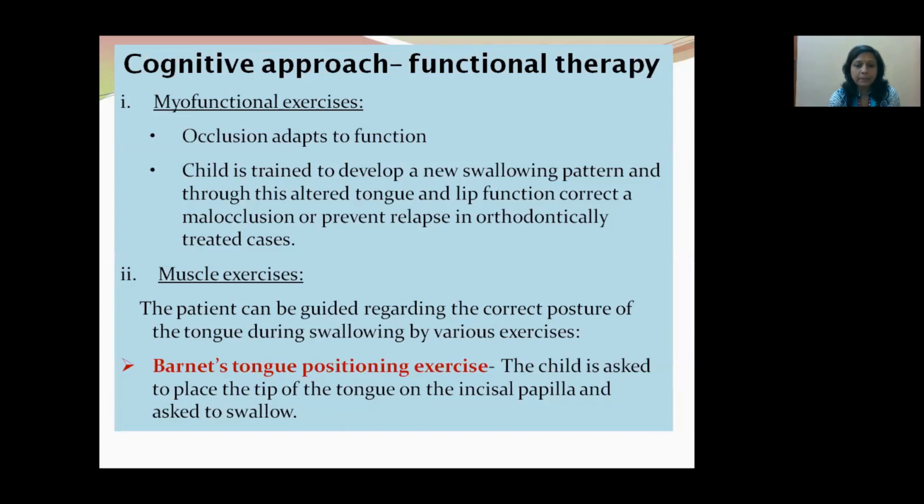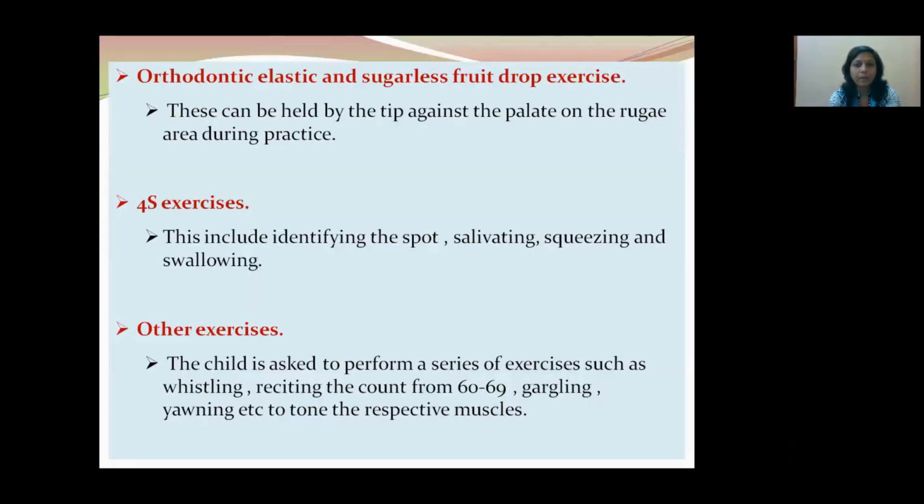In Barnett's tongue positioning exercise, the child is asked to place the tip of the tongue on the incisive papilla and asked to swallow. In the elastic and sugarless fruit drop exercise, these sugarless fruit drops can be held by the tip of the tongue against the palate on the rugae area during the practice. The 4S exercise includes identifying the spot, salivating, squeezing, and swallowing.